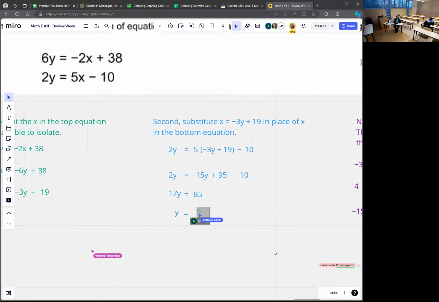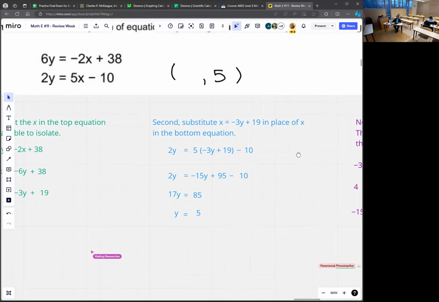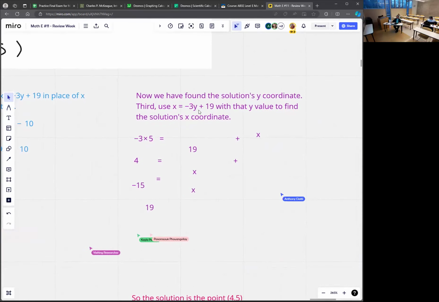So now we found the y. We're looking for a coordinate, right? The place where these lines cross is going to be something comma something. And we know that the y is 5. So last step is we had this x is -3y plus 19. That's still the simplest way to find x. So plug in the 5 to this thing.